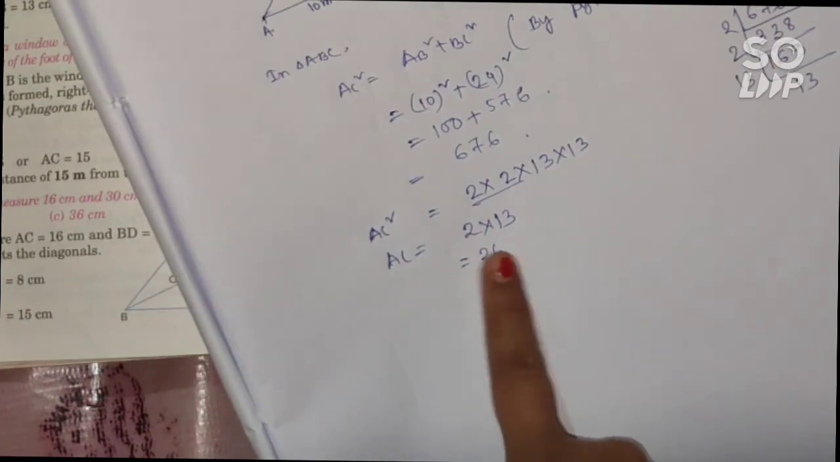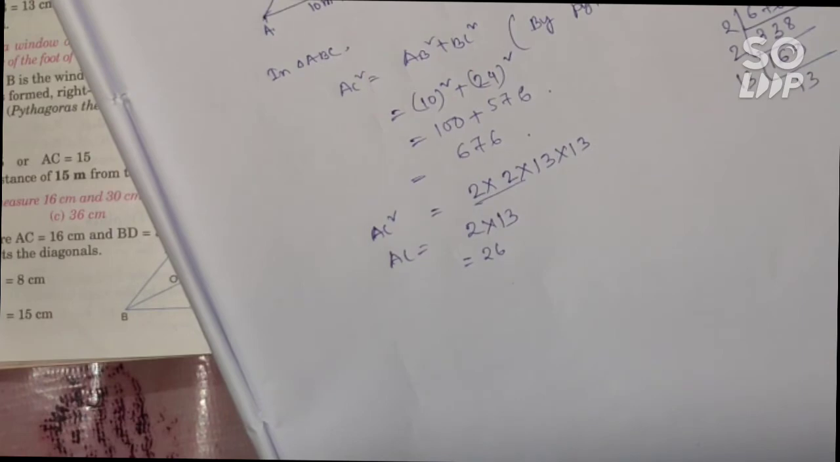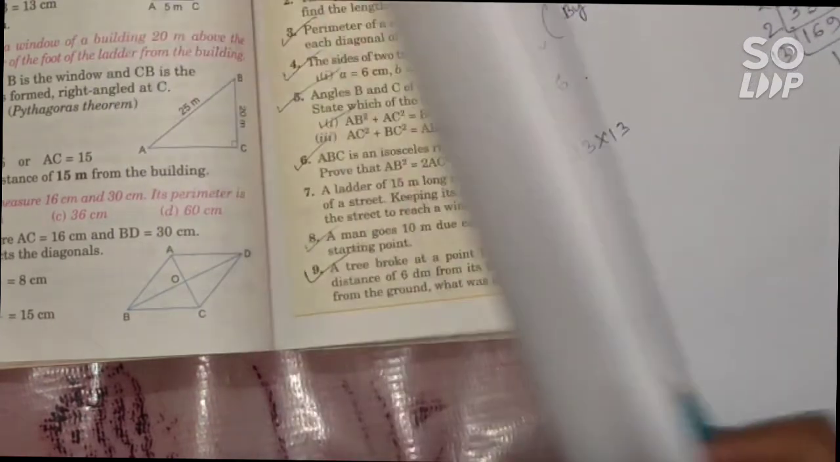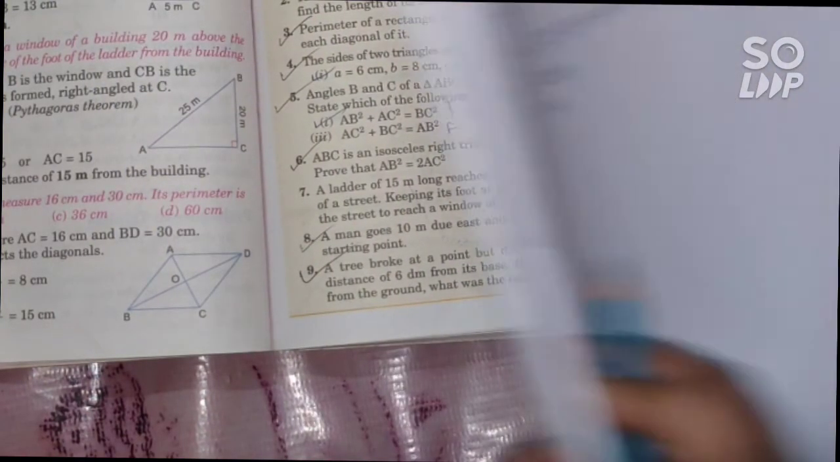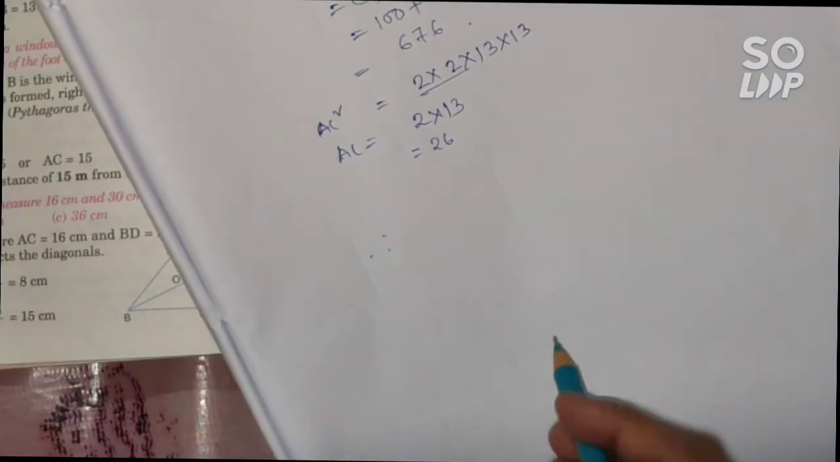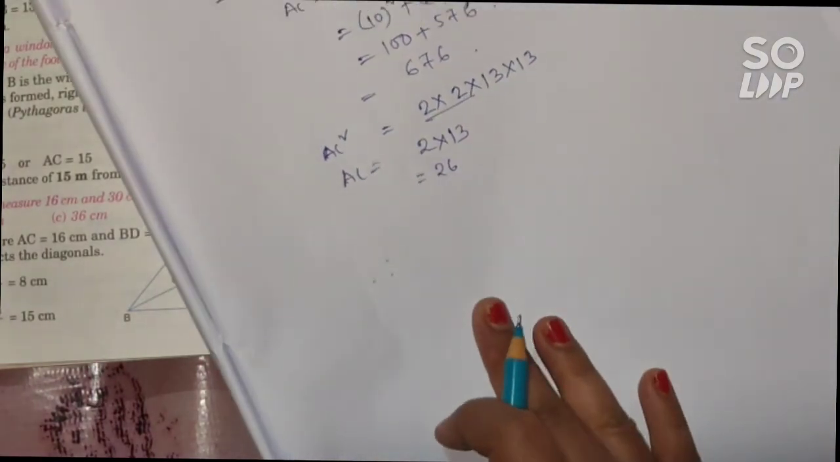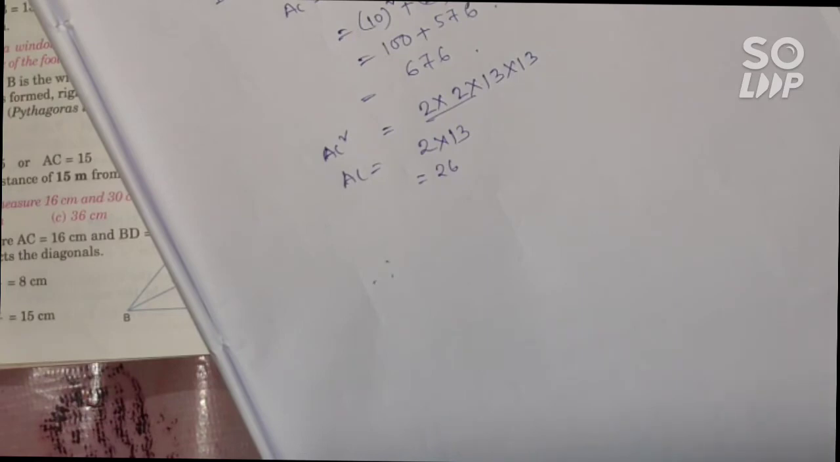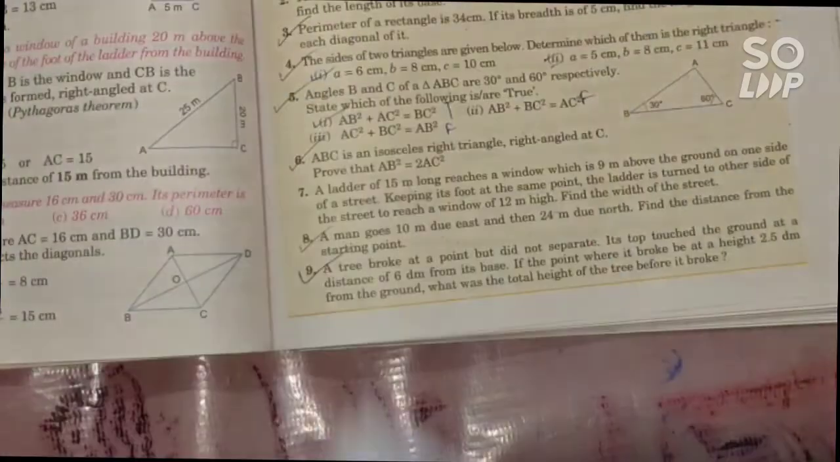Okay, AC equal to 26. So now you have to write the answer. The distance from the starting point is 26 meter. Okay, next question number 9.